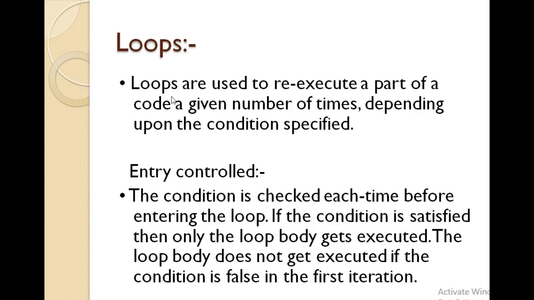In this, there are two types, that is entry controlled and exit controlled. In entry controlled, we have the for loop and while loop. In exit controlled, we have the do while loop. First, we will see only the entry controlled loop. The condition is checked each time before entering the loop. If the condition is satisfied, then only the loop body gets executed. The loop body does not get executed if the condition is false in the first iteration.